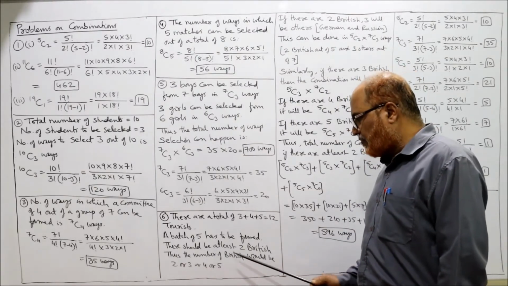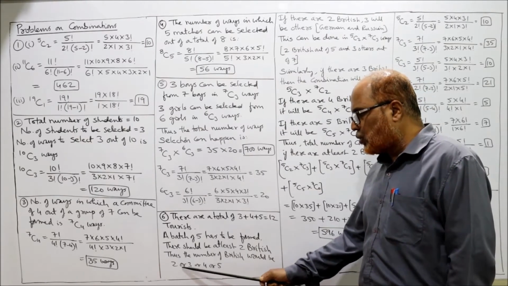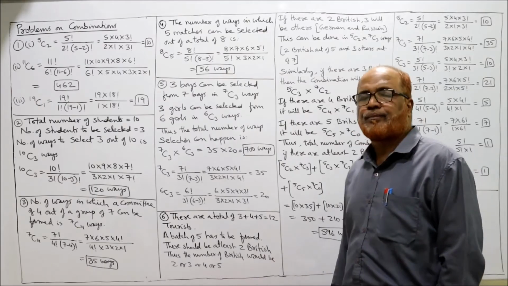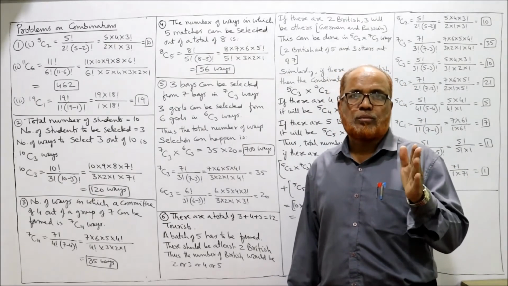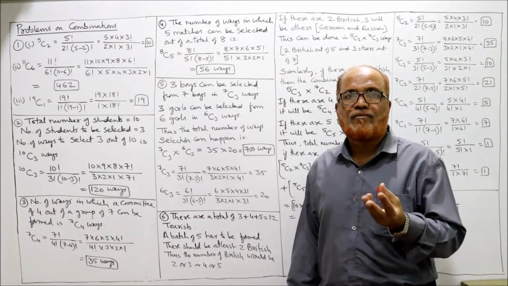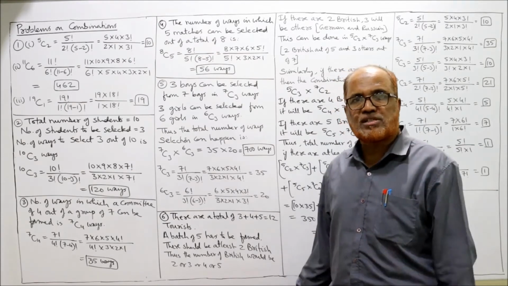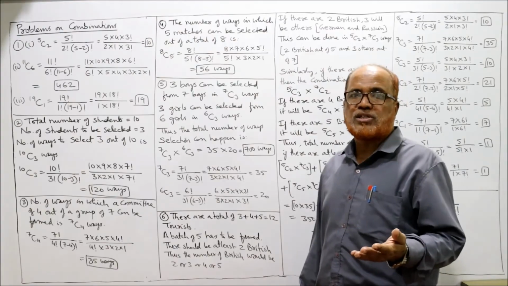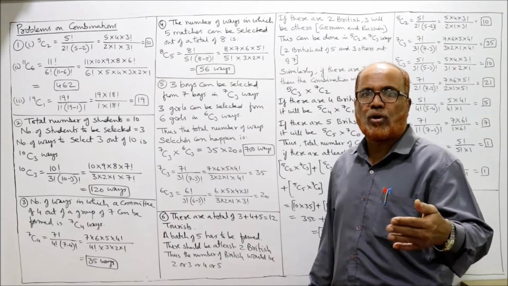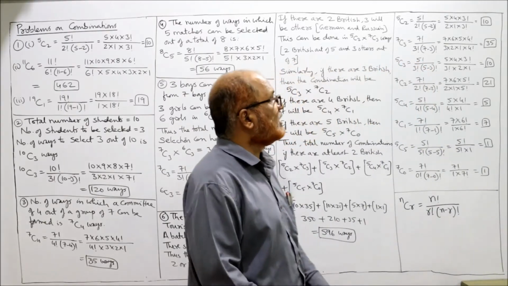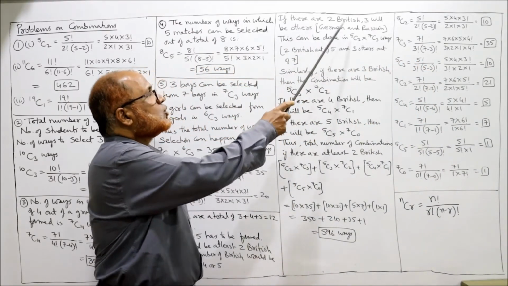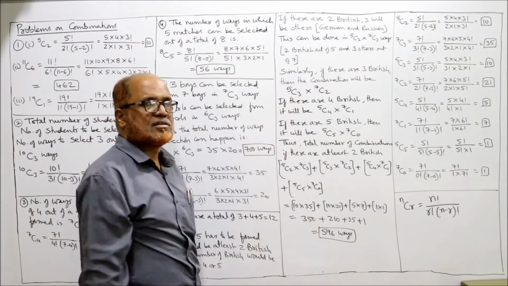So thus the number of Britishers should be 2 or 3 or 4 or 5. Minimum 2 means what is the maximum? 5, because the total number of Britishers is 5. So we may have 2 Britishers or 3 or 4 or 5. Right? Now we'll find out how many ways we can select 2, 3, 4, 5. If there are 2 Britishers, 3 will be others.